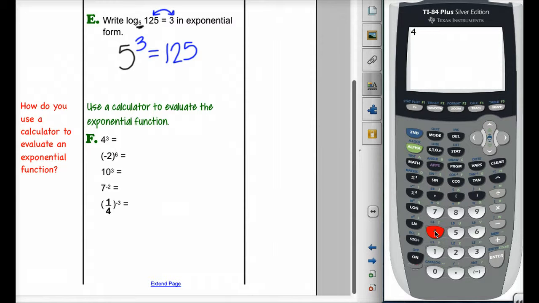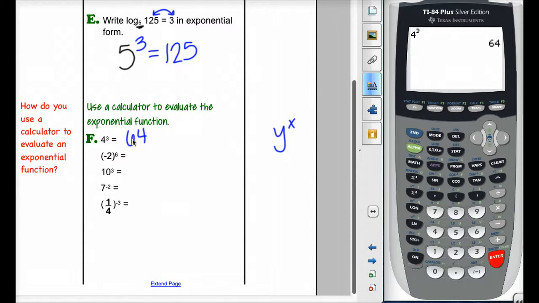And we want to make sure that we use this little caret key right here. That means exponent, and that works on all the calculators. Some of the calculators that I have that don't do order of operations, you have a y to the x button, so that would be your power button. But over here we have 4 to the 3rd. 4 to the 3rd gives me 64.